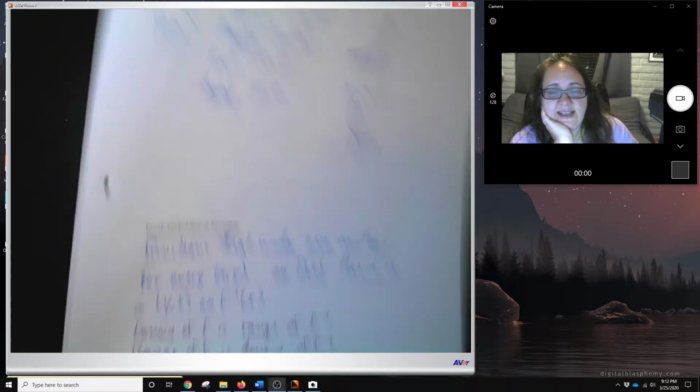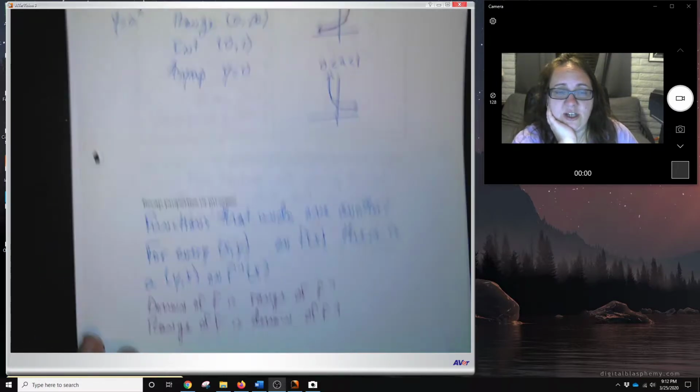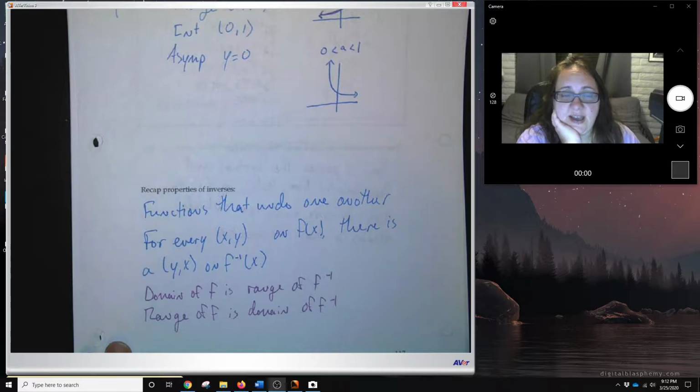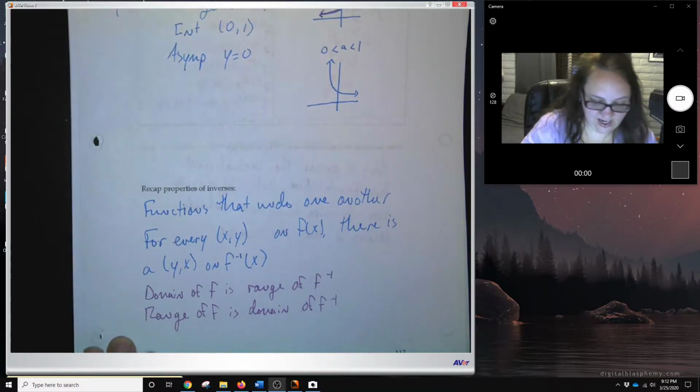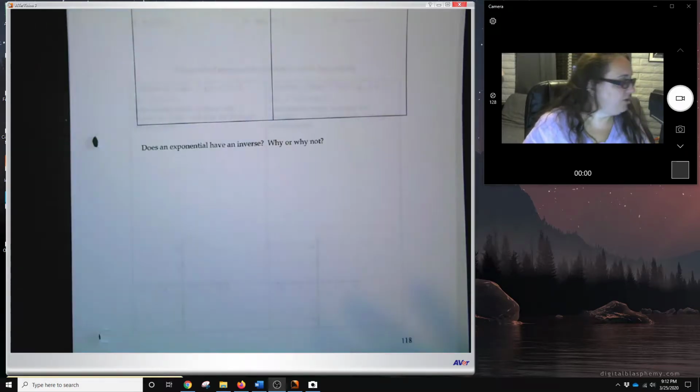And then in the set of notes before that one, we talked about inverse functions. And inverse functions are functions that undo one another. For every (x, y) on f of x, there is a (y, x) on its inverse. The domain of f is the range of the inverse, and the range of f is the domain of the inverse.